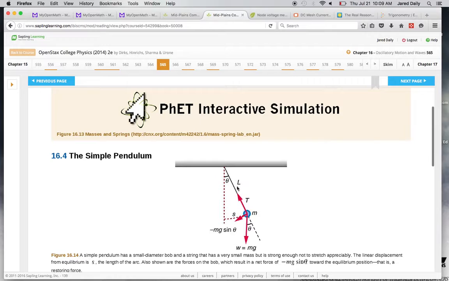It just has a string here that has very little or no mass, and all the mass of the pendulum is concentrated at the end here. And you get this free body diagram where you have this tension force that is upward here, and the weight of gravity pulling down here, and these two forces add together to give you a restoring force this way. This force pushes it back towards the center of its motion, which is right here.